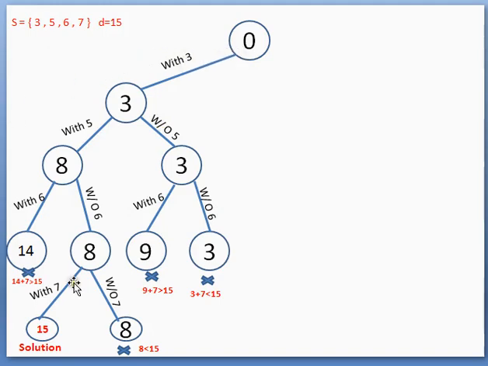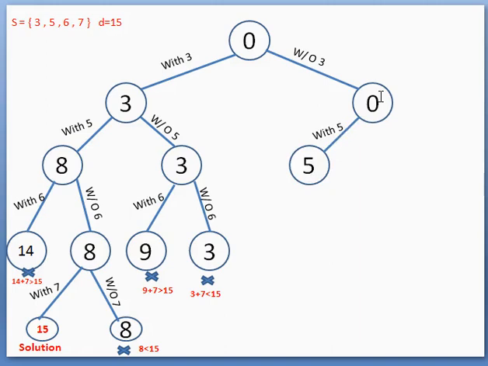So in the left tree we have only with 3. So now by excluding 3, I will try to find the subset if it is available. So now excluding 3, without 3 the sum remains 0. Now again I have to go for next number 5, with 5 and without 5. So if it is with 5, 0 plus 5 is 5. With the 5, again I have to go for the next number 6. With 6 it becomes 11. 11 is again less than 15.